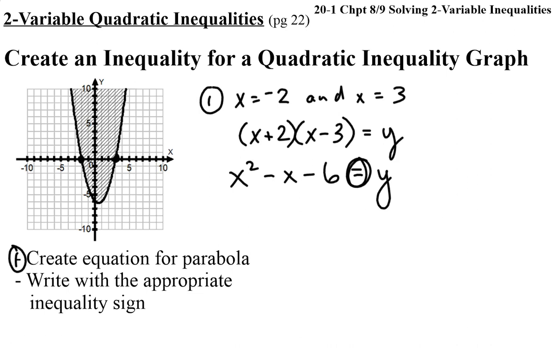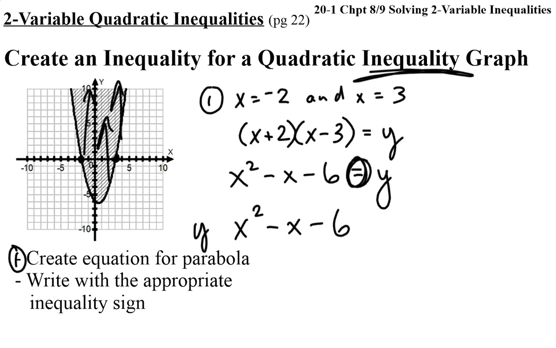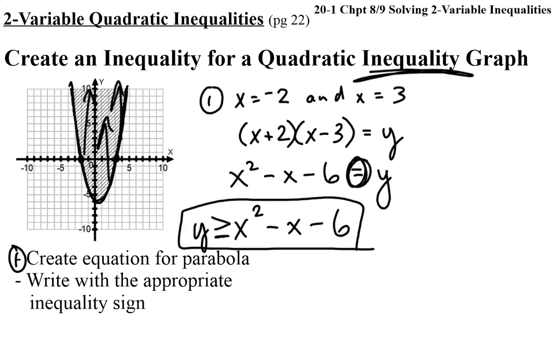But I don't like the equals because we want an inequality. x squared minus x minus 6. What's been shaded? Everything above. So we know that y has to be greater than, because we want above our parabola, and it's a solid line, and the solid line tells us to make sure it's equal. So there's the inequality for this particular question.